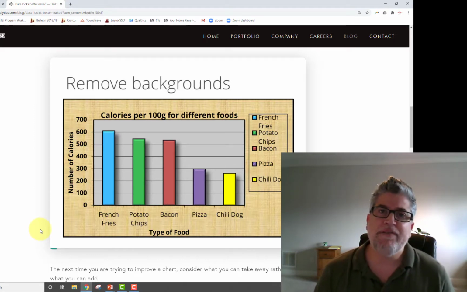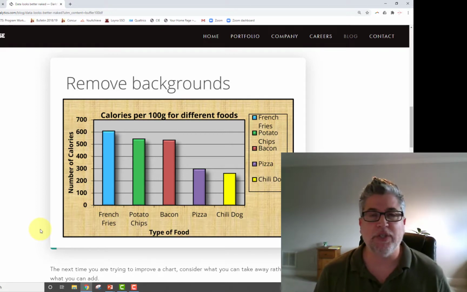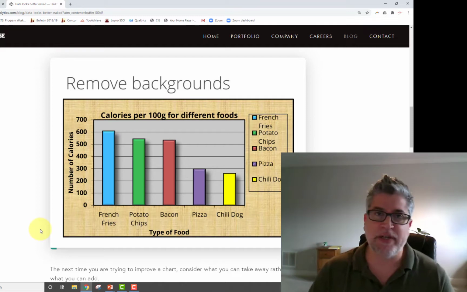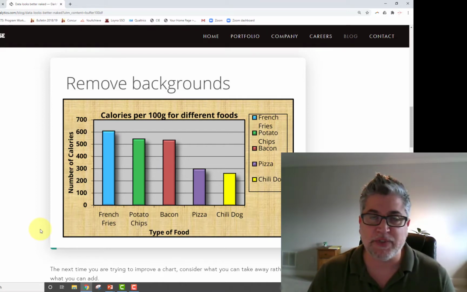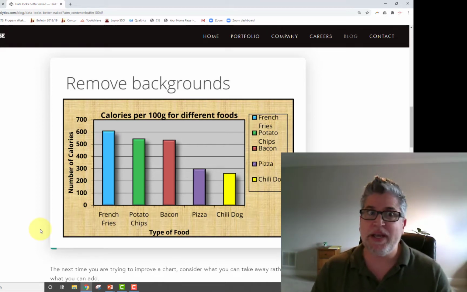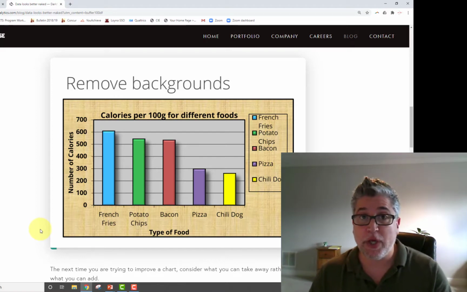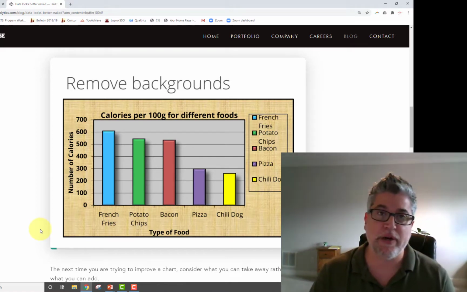All right, so if you want to be an effective communicator of information, of data, you can't just use the defaults on Excel or whatever graphing software that you're using. You really have to pay attention to what information you want to convey to your reader and then tailor your graph to that.